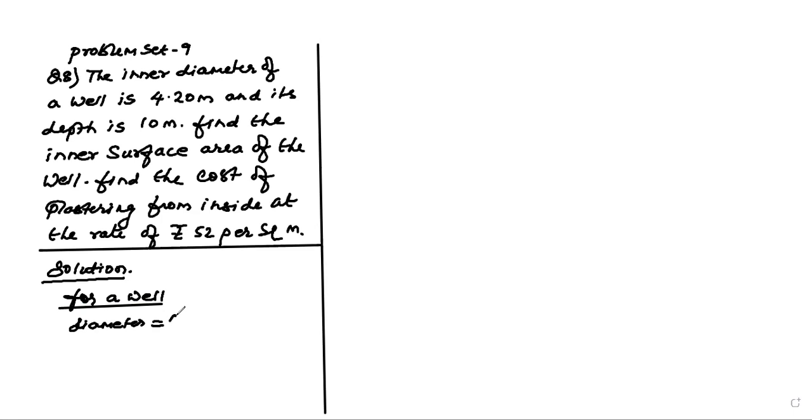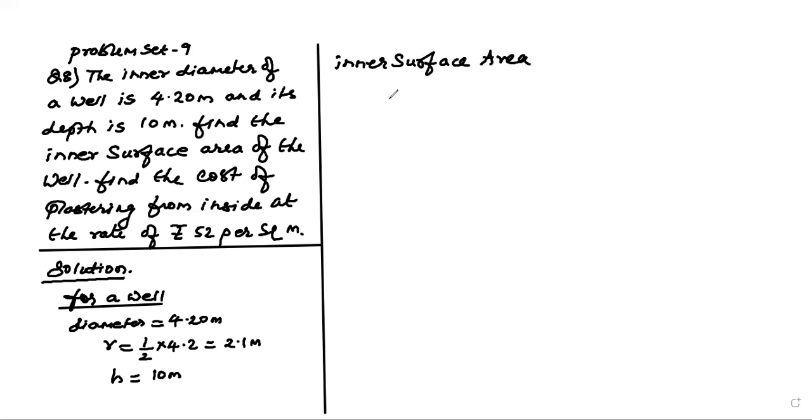The inner diameter is 4.20 meter. So naturally, the radius will be half of 4.2. How much do I get, children? 2.1 meter. So we know the radius of the well and its depth. Depth is nothing but height. How much is the depth of the well? 10 meter. Find the inner surface area of the well. Now, when I talk about the inner surface area of the well, children, I'll talk only about the curved surface. So the inner surface area of a well is nothing but the curved surface area of the well.